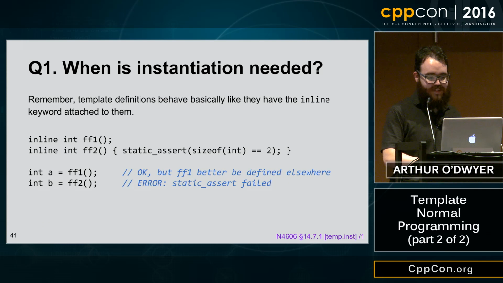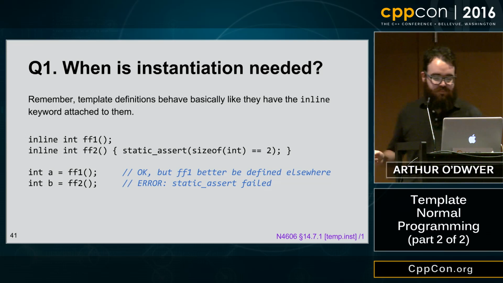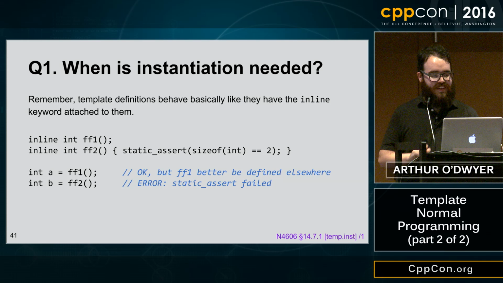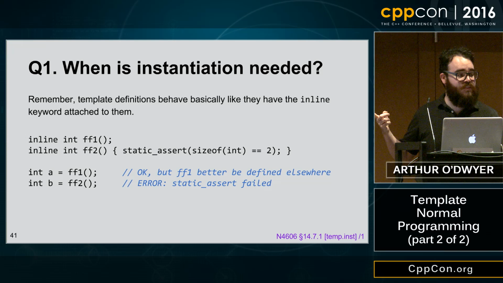I'm going to skip a few of these slides. Remember, the template definitions behave basically like they have the inline keyword attached to them. So in this case, we covered this actually a little bit earlier with the two sides and which things you could get away with in practice and which things you can't. In this case, you can get away with FF1 in practice, even though you shouldn't do it, because FF1 might be defined somewhere else. The compiler will often let you off with a warning, and as long as the linker is happy, you're happy.